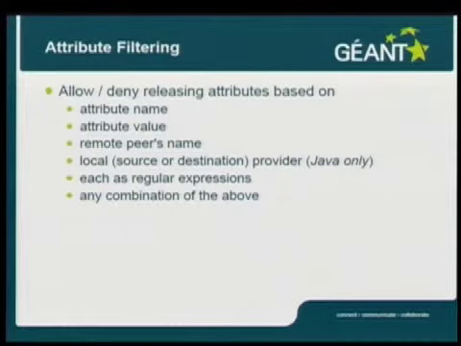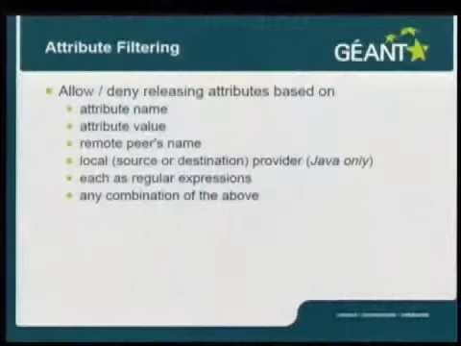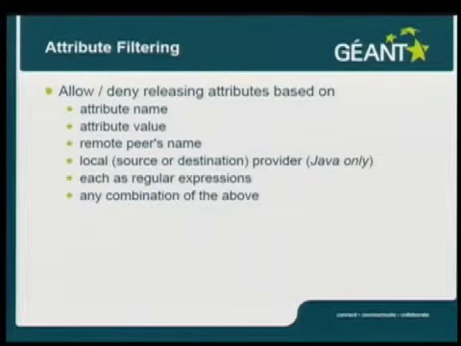Well, just one slide about attribute filtering, because it's very much the same as attribute conversion. It can allow or deny releasing or acceptance of attributes. These rules can be based on attribute name and value and the remote peer's name, and each condition can be a regular expression, and you can combine every one of the above.